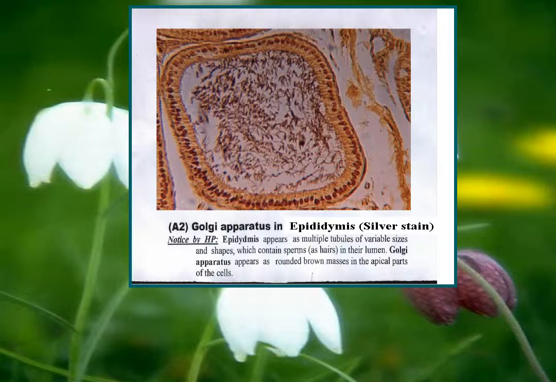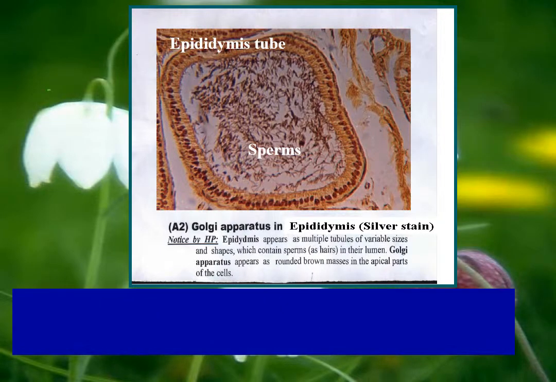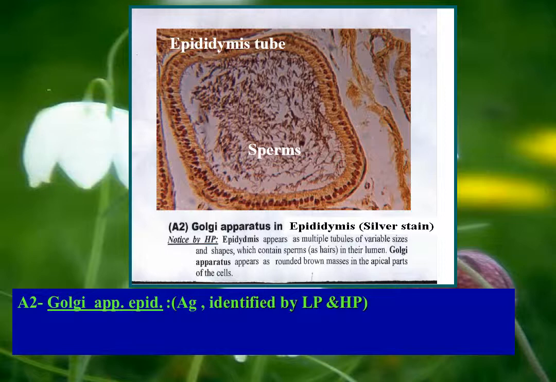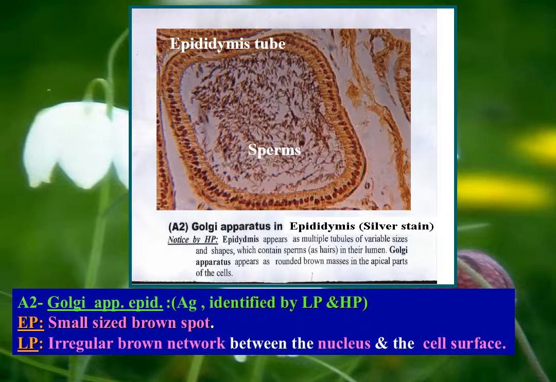Golgi apparatus in epididymis stained with silver. By eyepiece it appears as a small-sized brown spot. By low power and high power, Golgi apparatus appears as an irregular brown network between the nucleus and the free surface of the cell.